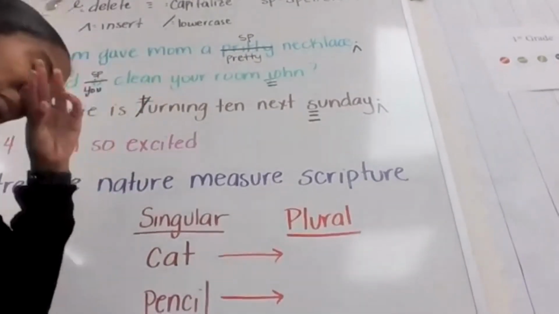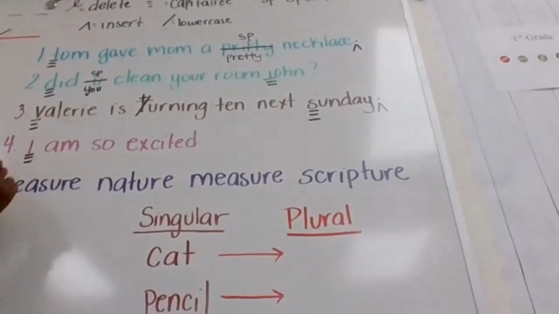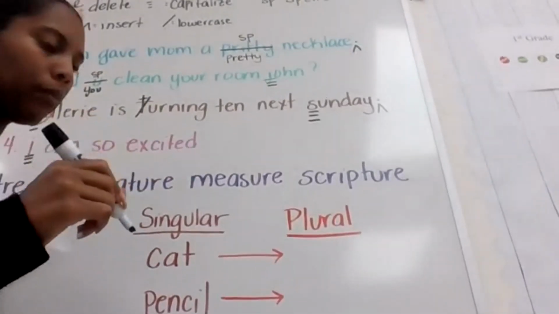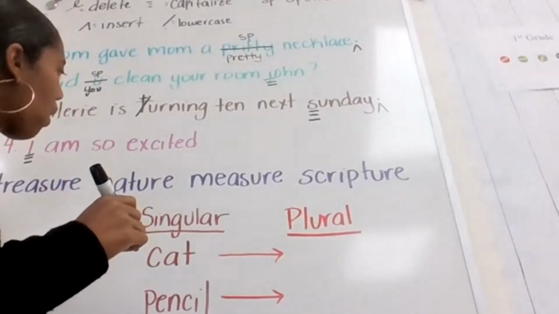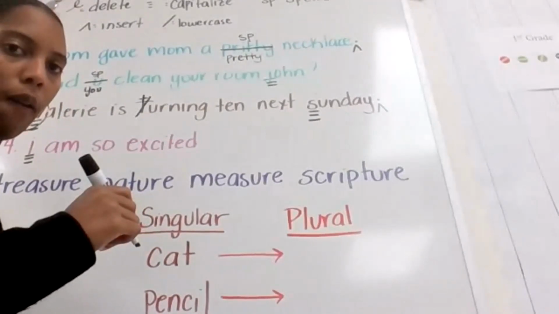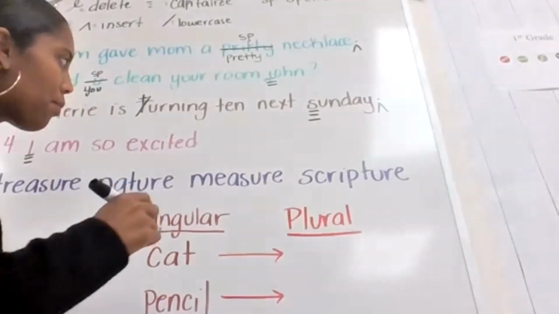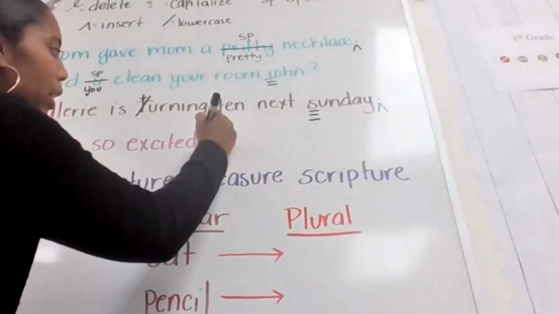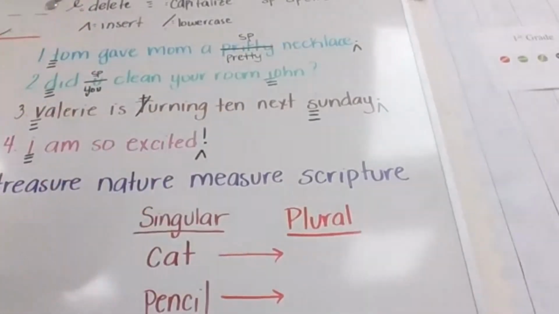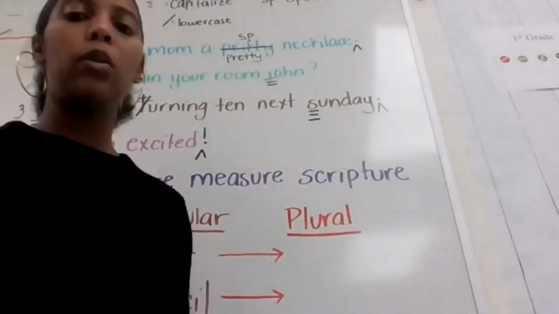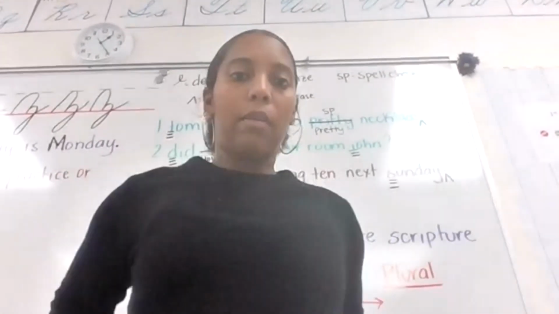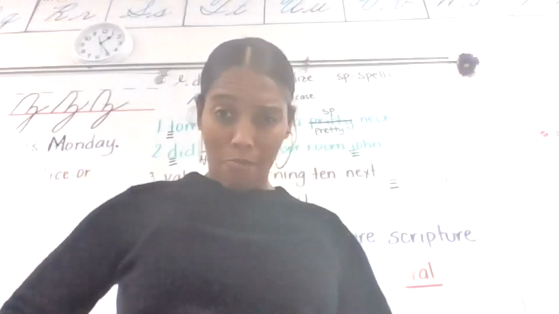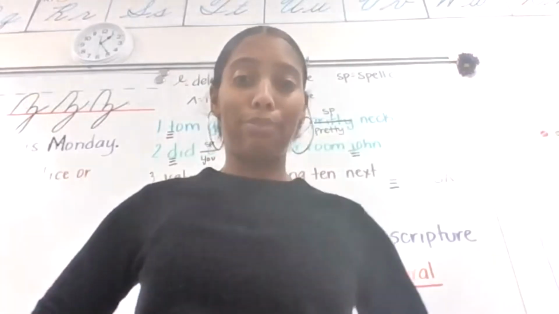Capitalize the I. Capitalize I, good. And put an exclamation mark at the end. So that's an insert to show I need to put an exclamation mark. Yep, that one was easy. I am so excited. Awesome. Two things to do. Okay. So did some people miss some marks? No problem.